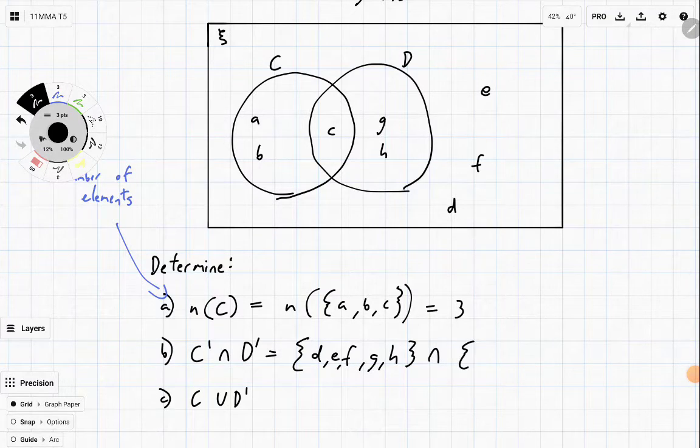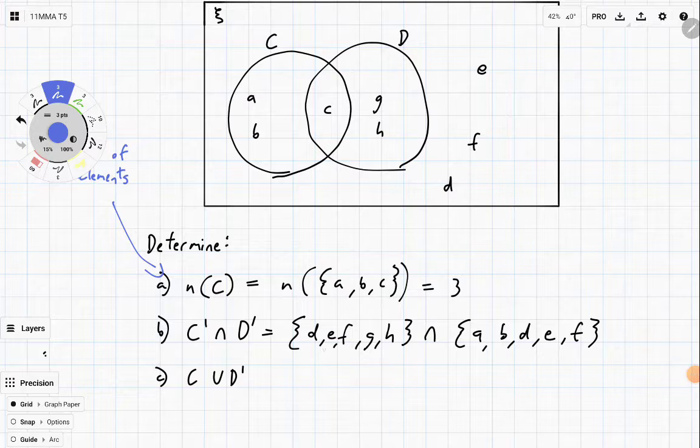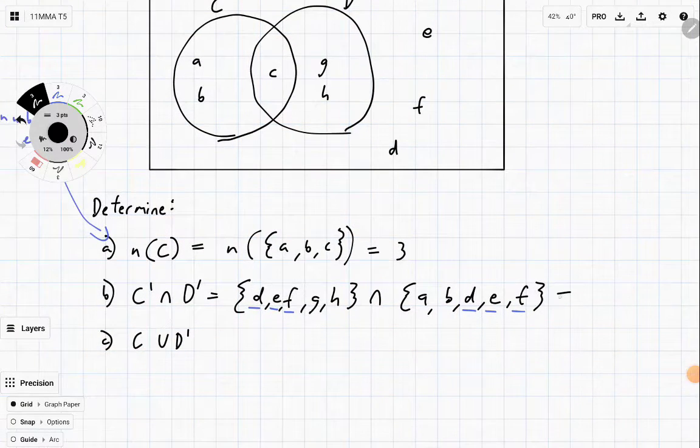Intersection with D dash. D dash is going to be everything outside of D, which is going to be a, b, d, e, and f. Now, intersection means where they are both true. So d matches with d, e matches with e, f matches with f, and there's no other matches. So that means when I evaluate this intersection operation, I am left with just d, e, and f, because they're the only matches between the two sets.